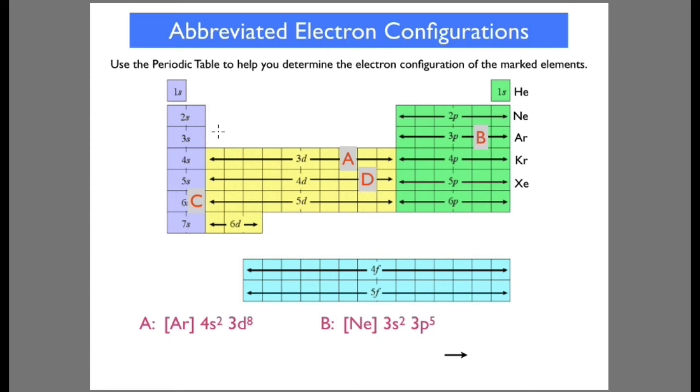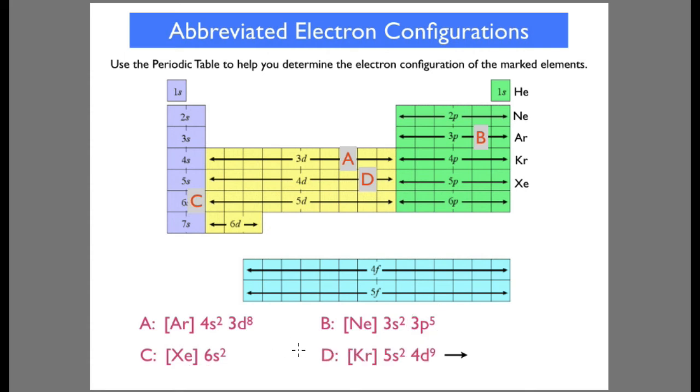B, we've got the electron configuration of neon, and then 3s2, 3p5. So neon, 3s2, 3p5, which makes it chlorine. Next, C, we've got the same electronic configuration as xenon, and then 6s2. So xenon, in square brackets, 6s2, and that would make it barium.